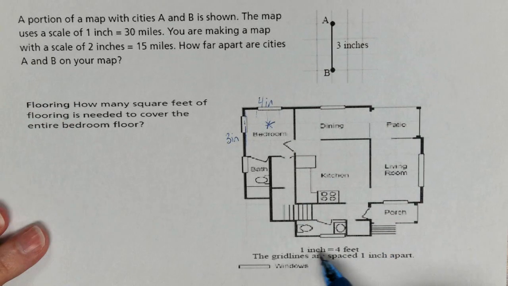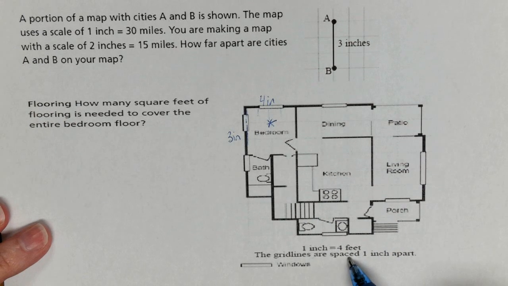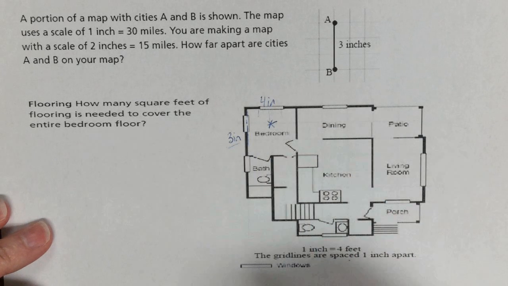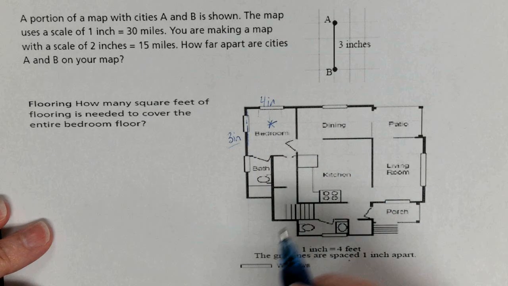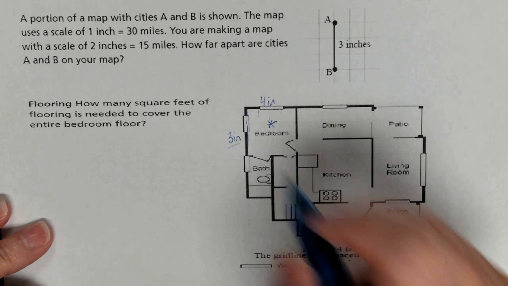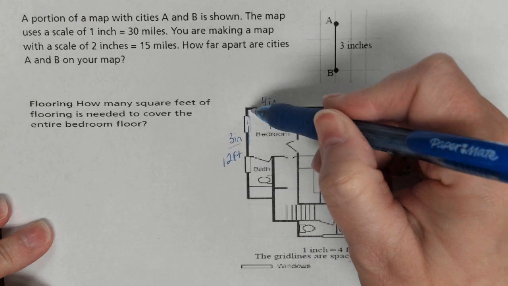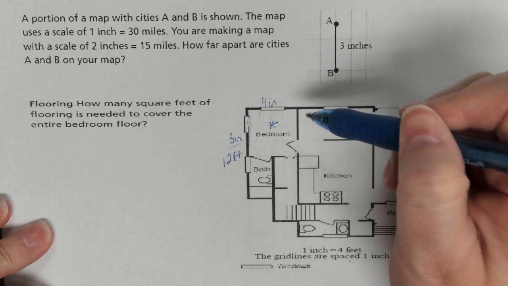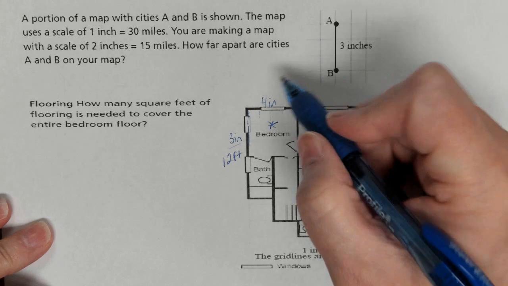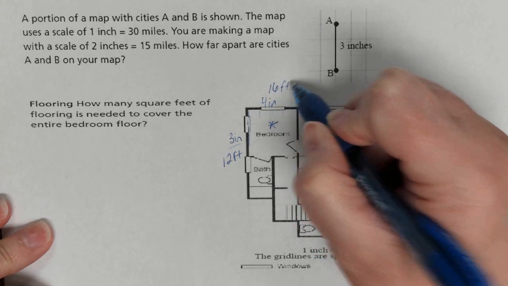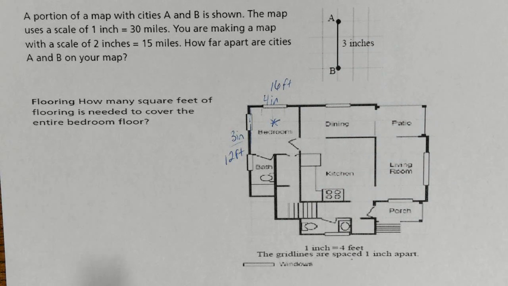So if each inch is 4 feet, that means this is 3 inches. Every inch is 4 feet. So 3 times 4, isn't that make this 12 feet? And here, that's 4 times 4. 4 inches times 4 feet for every inch. That's 16 feet. Now, how do you find area when you have a rectangle?